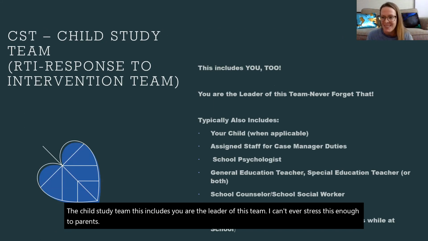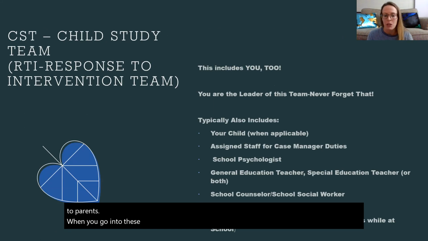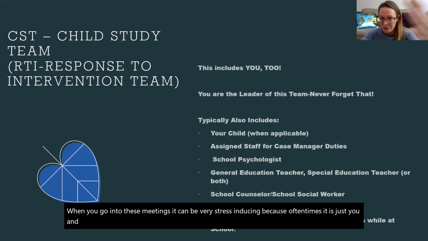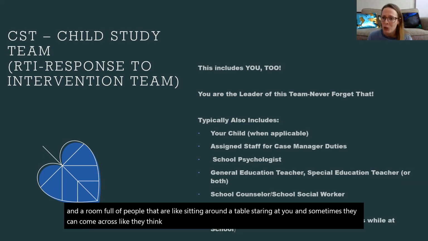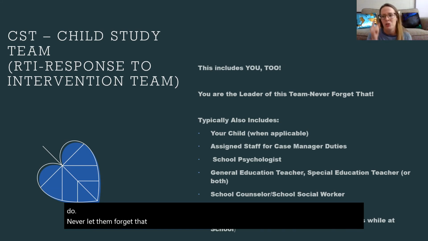When you go into these meetings, it can be very stress-inducing because oftentimes it is just you and a room full of people sitting around a table staring at you. And sometimes they can come across like they think they know your child or know more about your child than you do. Never let them forget that you are the expert in your child. Nobody knows more about your child than you do.